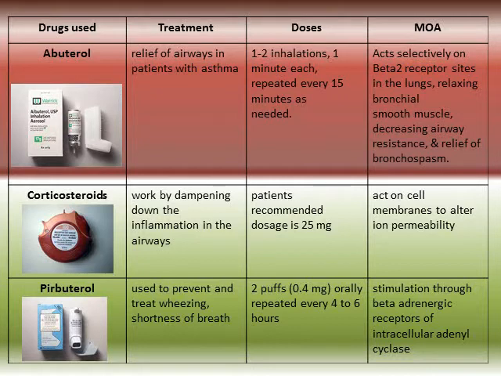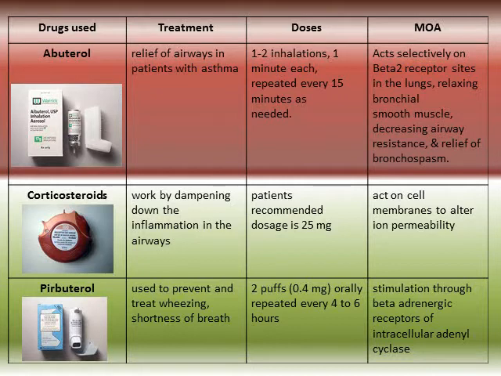Also, corticosteroids can be used for the treatment of asthma. They work by dampening down the inflammation in the airways. The dosage is 25 milligrams per inhalation. The mode of action is that it acts on the cell membranes to alter ion permeability.